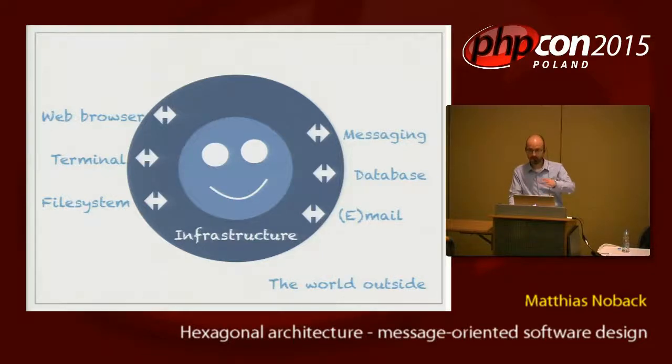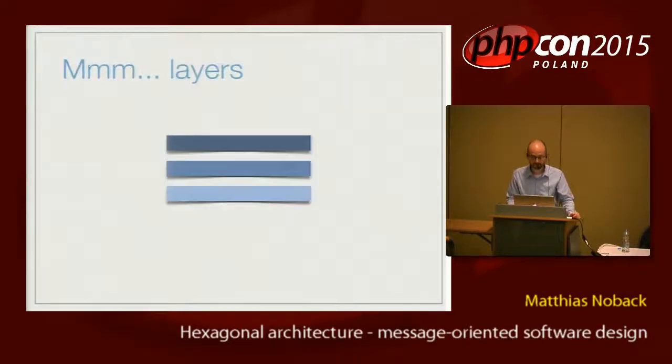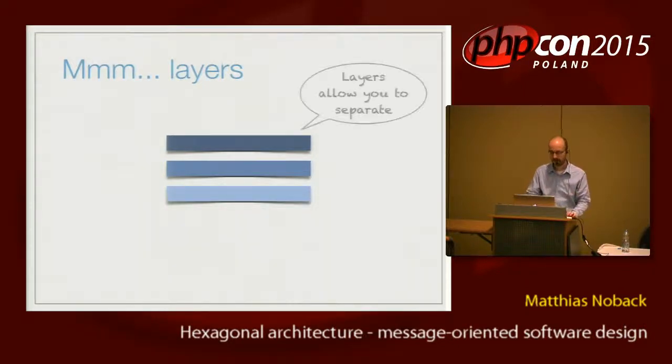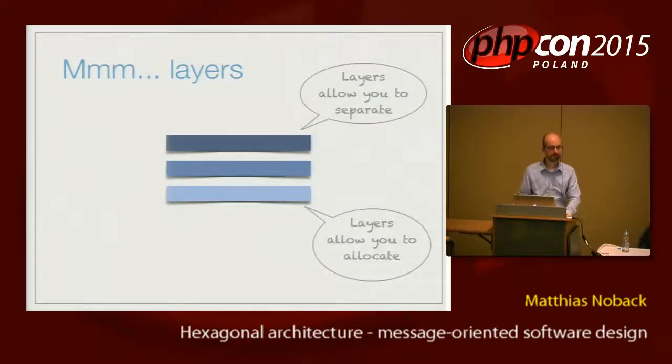As I mentioned, an infrastructure layer is very useful. But in fact, any number of layers can be used to make sure that some deeper part of the application is being protected from outside stuff. And the good thing about layers is they allow you to separate things. Well, of course. But it's also very nice that they allow you to allocate things. If you have a layer, you just have to define some rules about which things belong in that layer and which things don't.